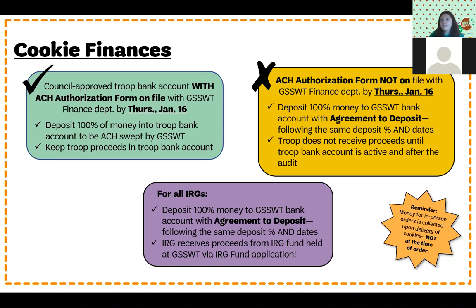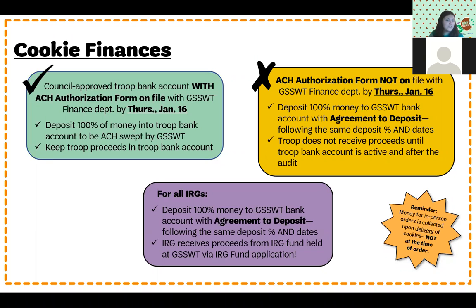The first option is troops with a council-approved troop bank account and with an ACH authorization form on file can deposit 100% of money into their troop bank account, and they will be ACH swept by the Girl Scouts of Southwest Texas on our 3 ACH sweep days. The troop will keep their proceeds in their troop bank account throughout the program and at the end of the program. So that is our ideal setup. Troops deposit to their own bank account. We sweep out of the troop. The troop keeps the proceeds from the very beginning. That is the least amount of work for our department. That is our ideal situation for every troop.